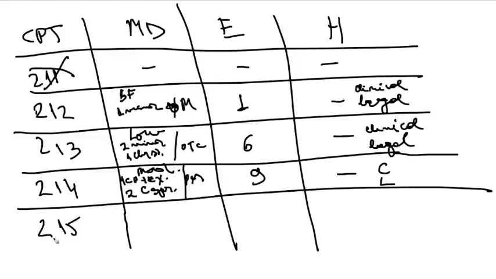Now, if you want to claim a 99215, then you have to make sure that you document that the medical decision is of high complexity. And what does it mean? You have one chronic or acute illness with severe exacerbation, the kind of exacerbation that puts the life or a bodily function in danger. This is severe, and for example, suicidal ideation automatically qualifies as a complex medical decision.